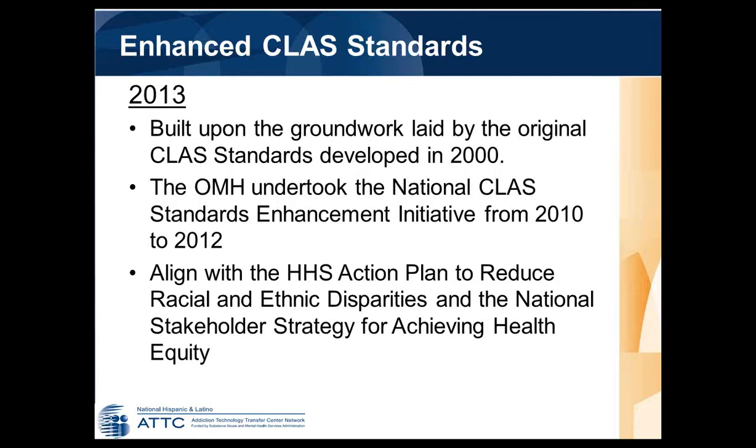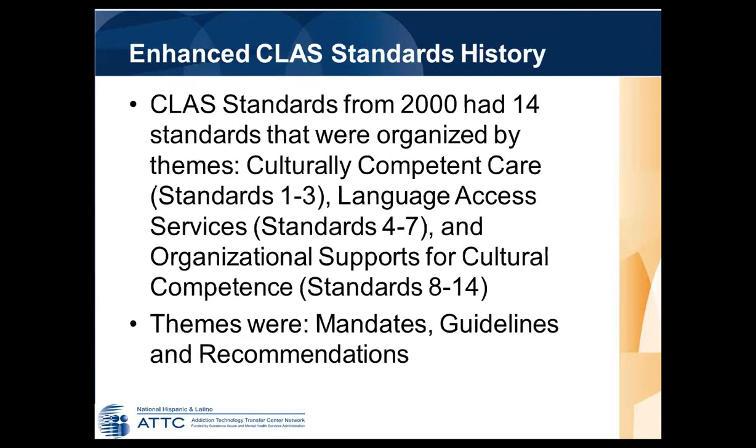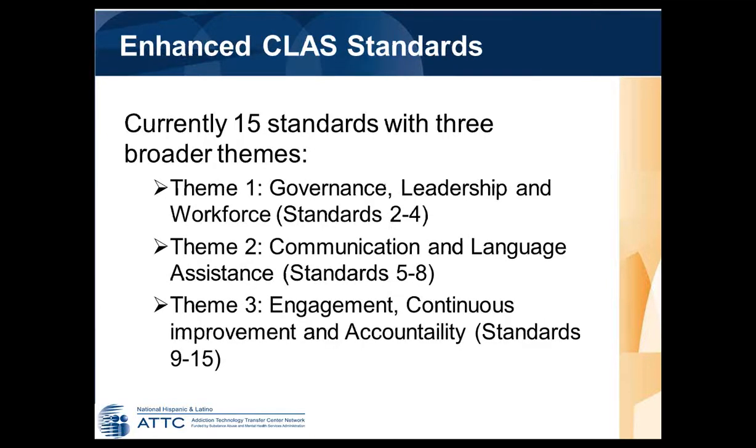So part of that really was to look at the things that had been done in the past and use that as a framework, as a baseline, because the original CLAS standards had 14 standards that were placed into different, if you will, themes. As you can see there at the bottom, those themes were mandates, guidelines, and recommendations. And although these served as really positive points and by some organizations as templates for the development of cultural competency or cultural proficiency plans, this was a great starting point for many of the organizations that were out there.